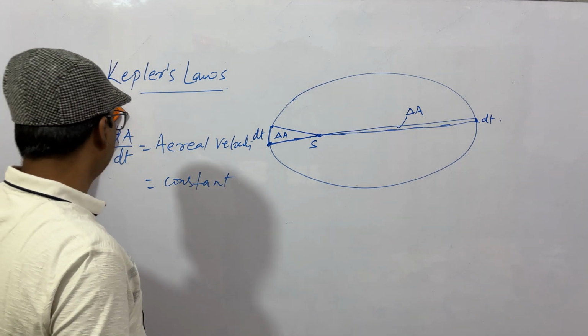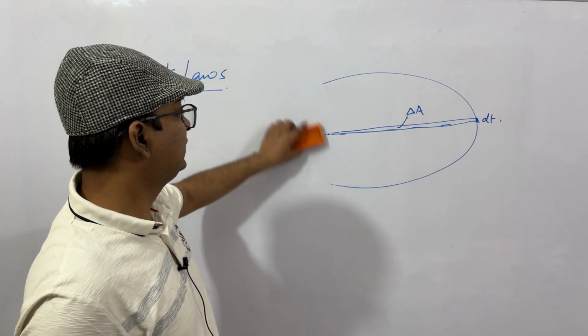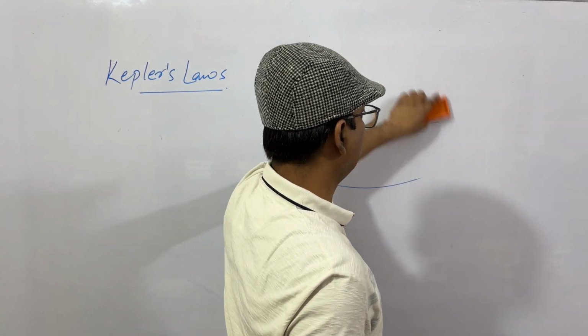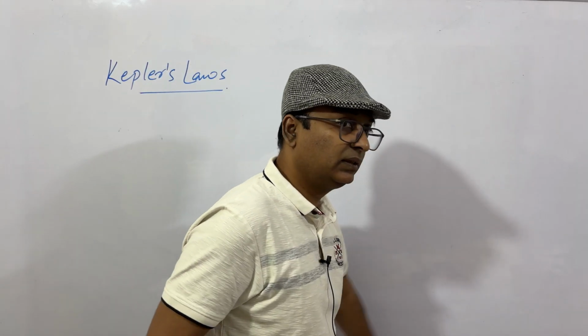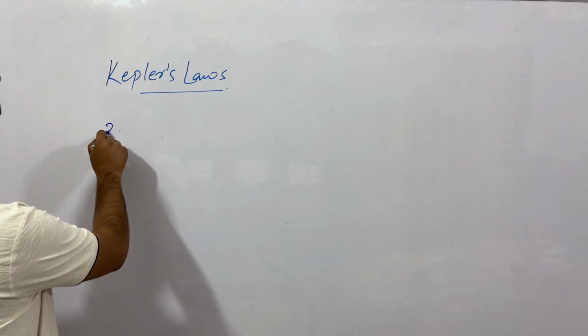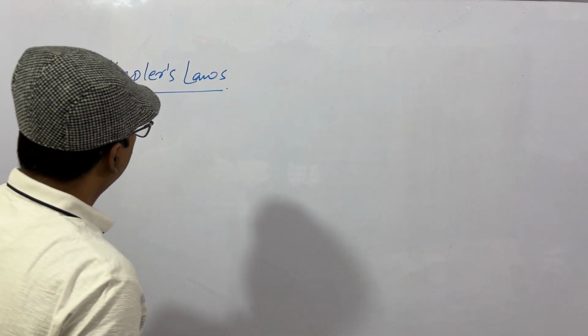We are not going into proofs. It is a very lengthy mathematical proof that is not required in engineering. You have to understand the laws only, the concept only. The third law is called the harmonic law.